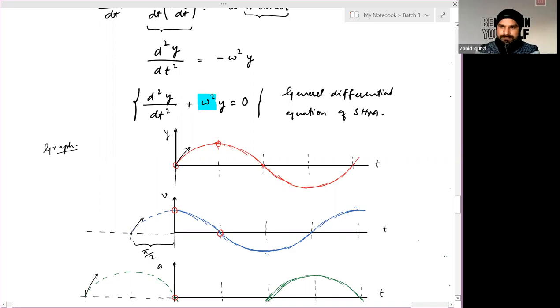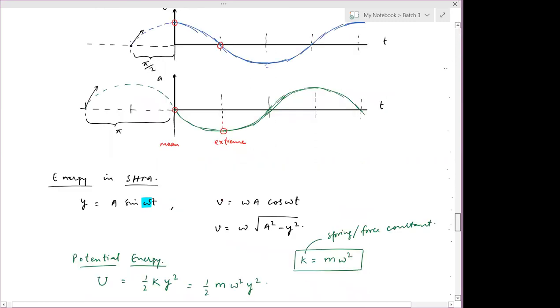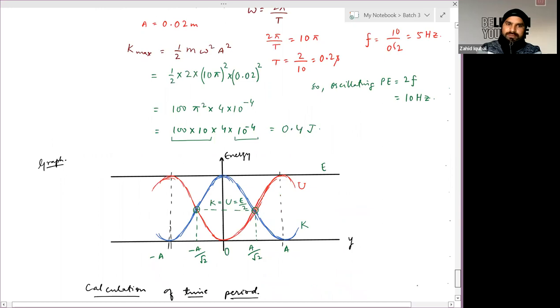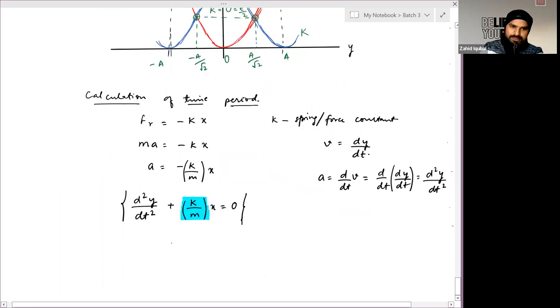Atif, is it clear? Yes, sir. So on comparing these two quantities, we can say omega square equals k by m, or simply k equals m times omega square. That's why in terms of energy, I had written k equals m omega squared.